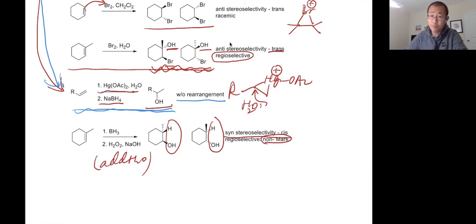The reason we have a non-Markovnikov product is because this carbon is less crowded, and boron likes it. Boron is added to that carbon because boron is a bigger atom. So steric factor is dominant here. That carbon is less substituted, less crowded. And then in the end, boron is converted to OH in the oxidation step. So hydrogen is added to that carbon, boron is added to the other carbon. They're added at the same time. That's why we have syn stereoselectivity, because they're added at the same time.